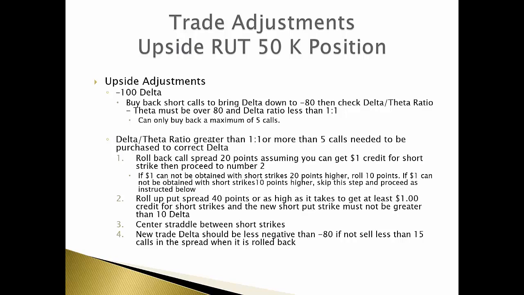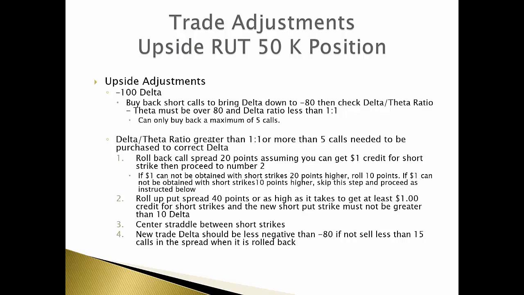And also, when I'm buying back these calls, I can only buy back a maximum of 5 calls. If I hit a 1 to 1 delta theta ratio, or if I can't hold after the adjustment 80 delta, then I have to do a roll of the position. In other words, I have to roll back the short spreads and move the whole condor higher. So the process for doing that looks like this. If I have a delta theta ratio greater than 1 to 1, or more than 5 calls needed to be purchased in order to correct the delta number to the upside, again, this is just an upside.